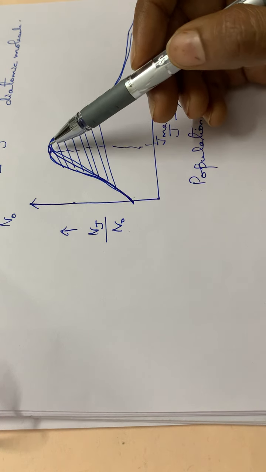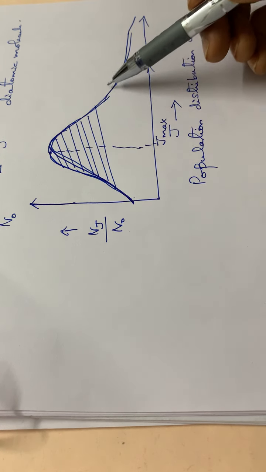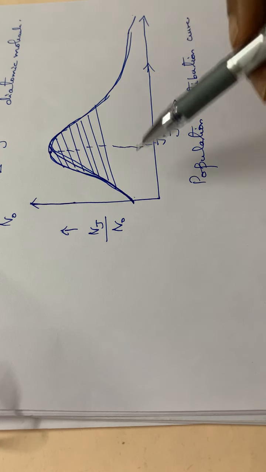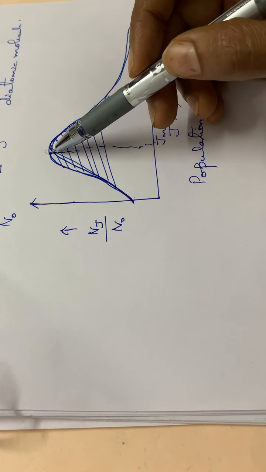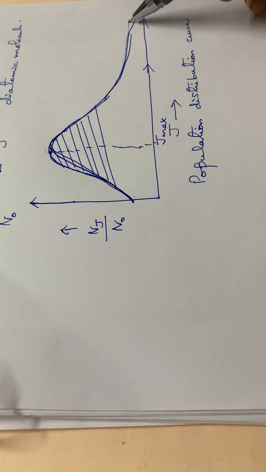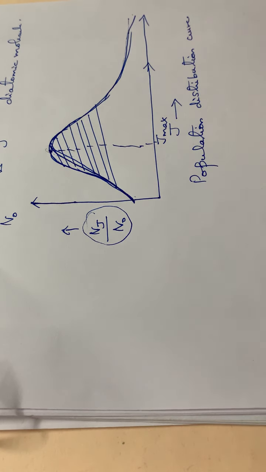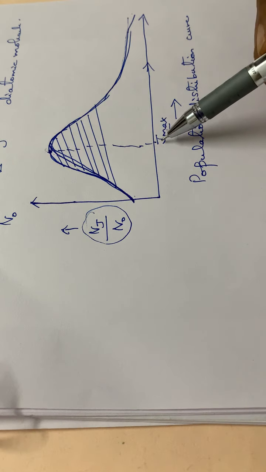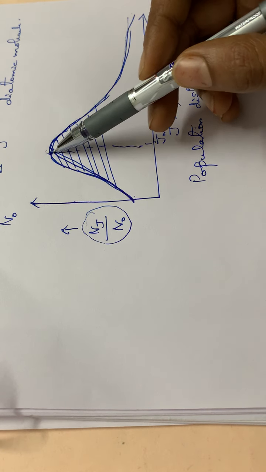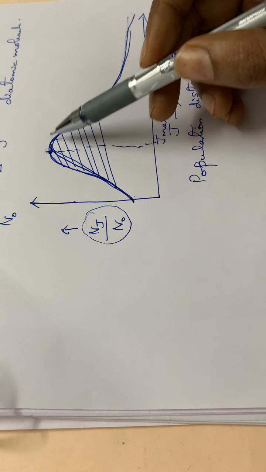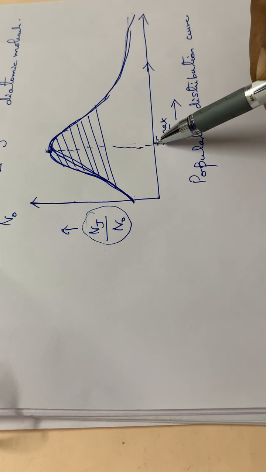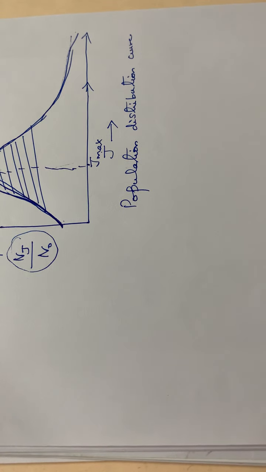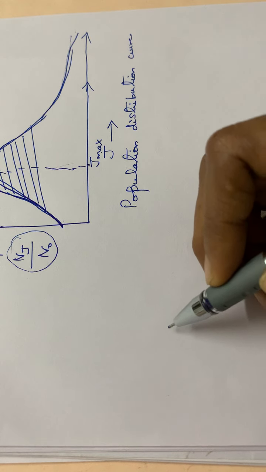From this graph we can say that the population, nJ by n0, reaches a maximum, and then it decreases along with increase in J. At first this population increases, reaches a maximum, and then it decreases. This particular point corresponds to J max, where the population is maximum. So this is the population distribution curve.